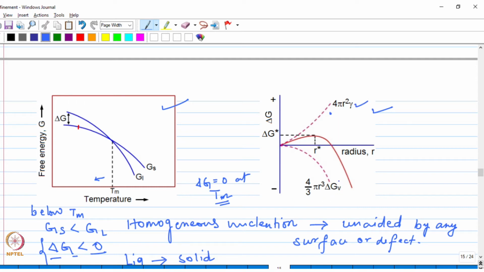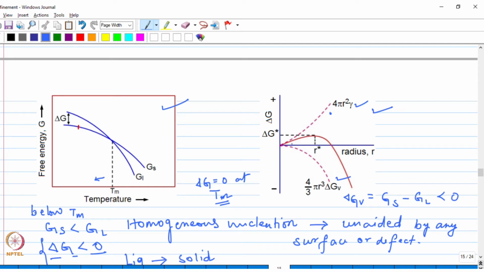And this is the volume free energy change, which is essentially the difference of the free energies of the product and the parent phase, okay. So this is negative, as we have seen before, when the temperature is below the melting point. Right, and this solid curve that you see, that is the summation of these two, right?